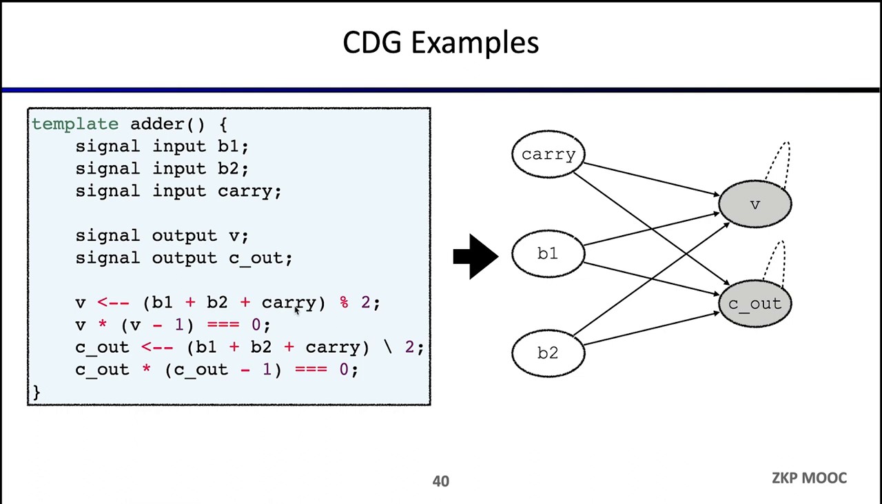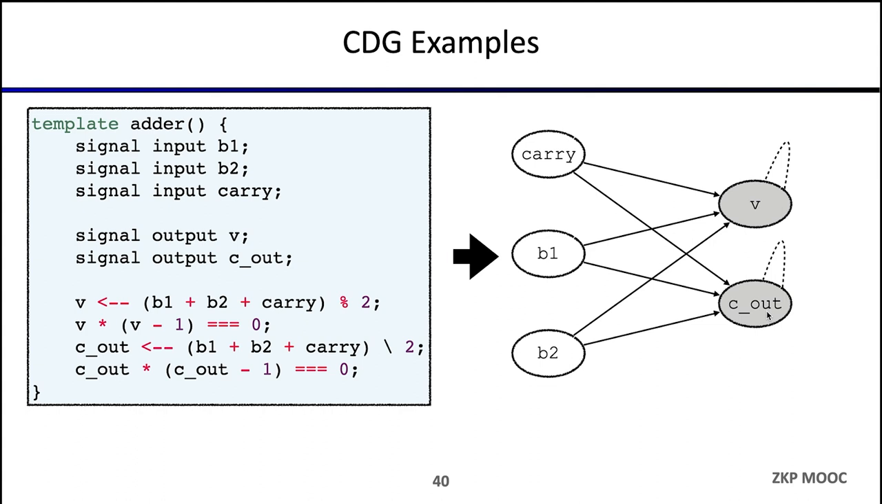So as a result, you can see a directed edge pointing from carry B1, B2, and both of them will point to B. And similarly, in addition to data dependence edges, we also have constraint edges. In this case, we are trying to establish a constraint that involves variable V as well as itself, so we put an undirected self loop on the signal V. And we do the same thing for C underscore out. And this is the way that we construct a circuit dependence graph based on the original program.